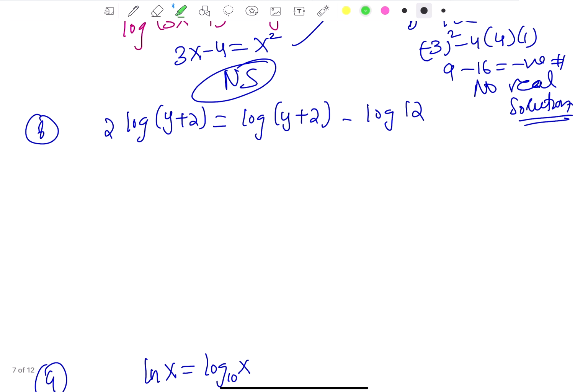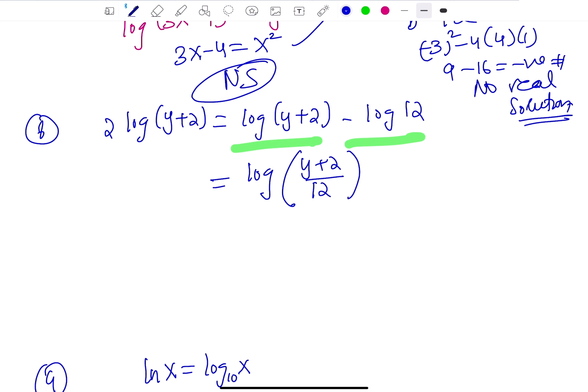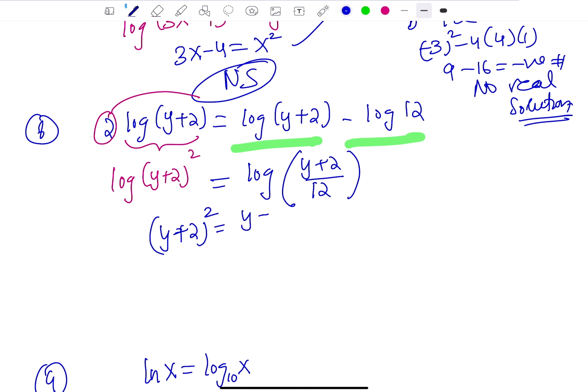Next problem, again, left hand side, right hand side, I can use a property of logs, which is I have a difference of two logs, so I can write them as a quotient. But on the left hand side, I don't have the log by itself, but I can use that 2 as an exponent and have a single log on the left hand side. Now we can use the one-to-one property because we got a single log on each side. Y plus 2 squared equals y plus 2 over 12.